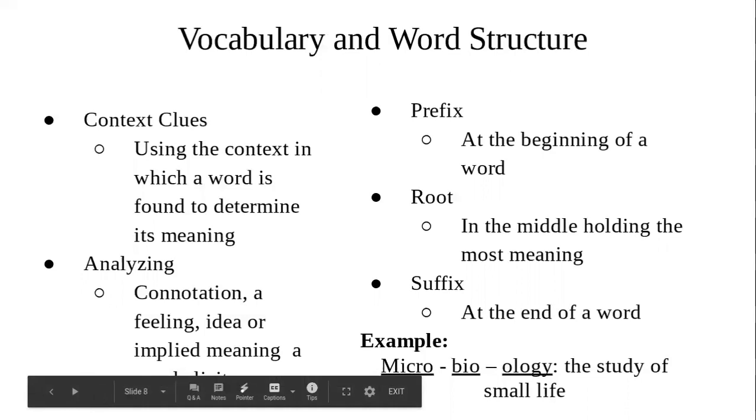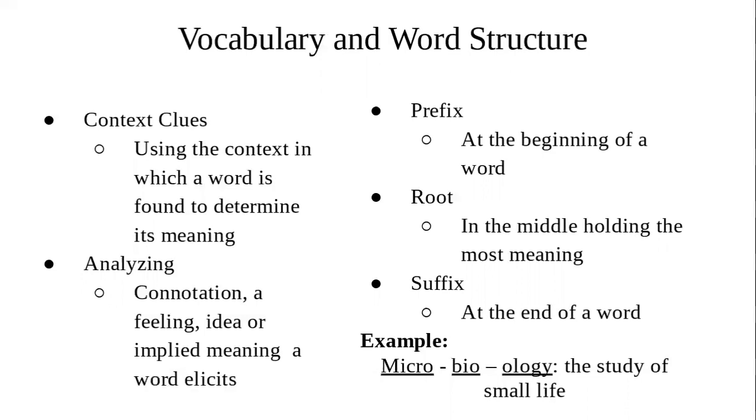Now for our last slide, vocabulary and word structure. These might seem very basic and many people seem to overlook them, but you really want to take note of this because these will be tools that will help you when reading these longer passages on the test. So context clues: you really want to look at the hidden meaning or the context of the word that's being asked so that you can put together the information from the passage. Analyzing connotation brings us back to connotation, which is a feeling, idea, or implied meaning a word elicits. Again, this helps you fill in those context gaps.